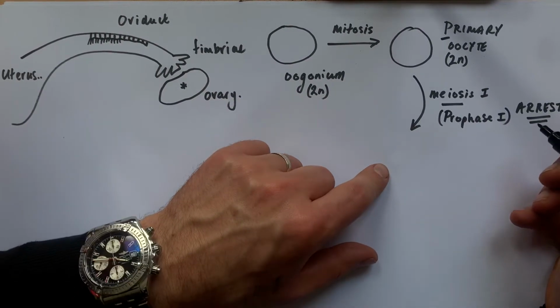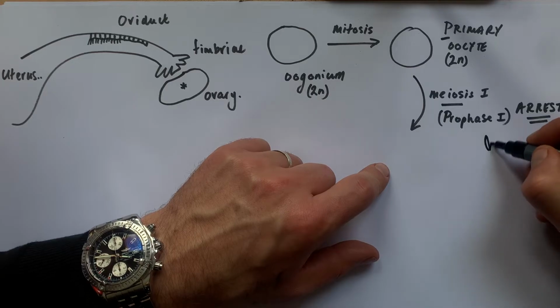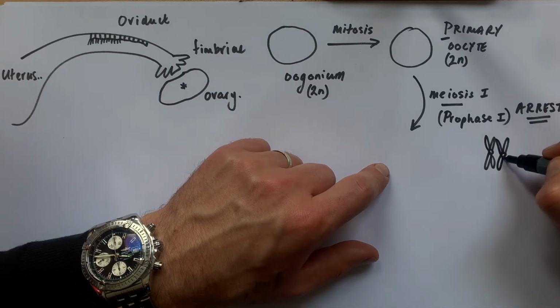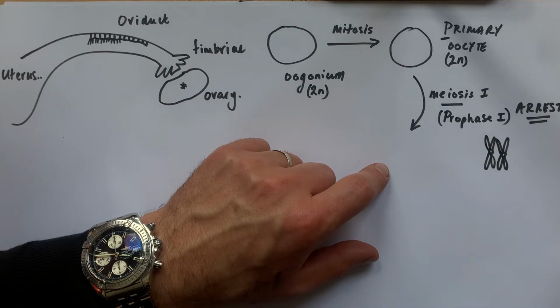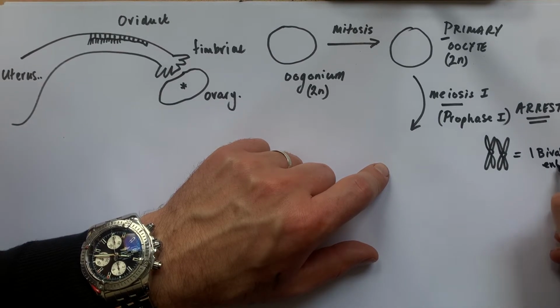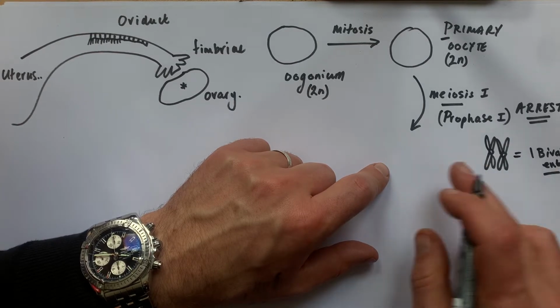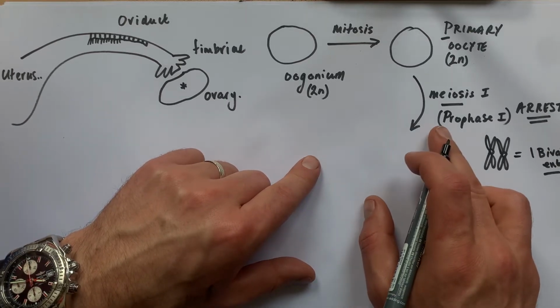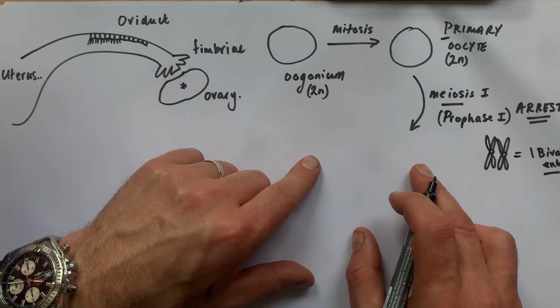So if there's 23 bivalents, we know the bivalents would look something like this. So that'd be one replicated chromosome, and then you have, through synapsis, the homologous replicated chromosome. This would be one bivalent, but we've got 23 pairs of them within this cell. Now, with the start of a menstrual cycle, this primary oocyte is going to finish meiosis 1.